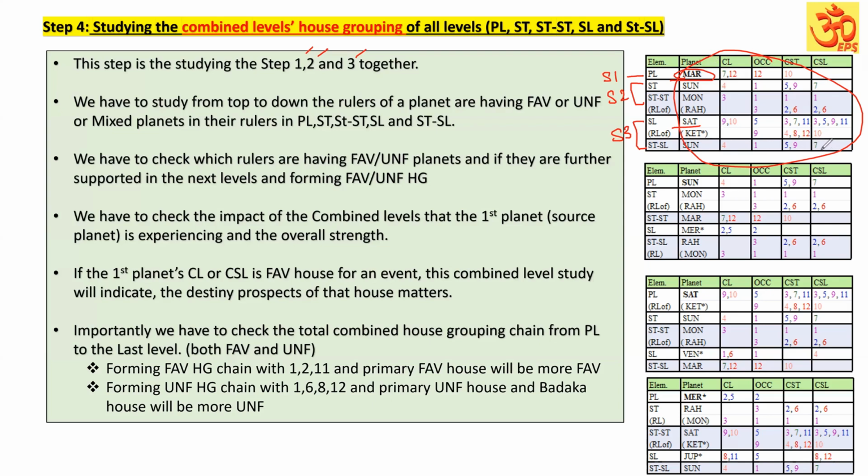In this step, we should also find the grouping of houses from step number 1, that is from the planet source level. We have to study what sort of house grouping a planet is having for the particular event. Based on the grouping of houses only, the planet's favorable strength will be decided. Even a planet at important or consequent levels can have favorable houses, but if they form a good house grouping chain, that is going to be more favorable.